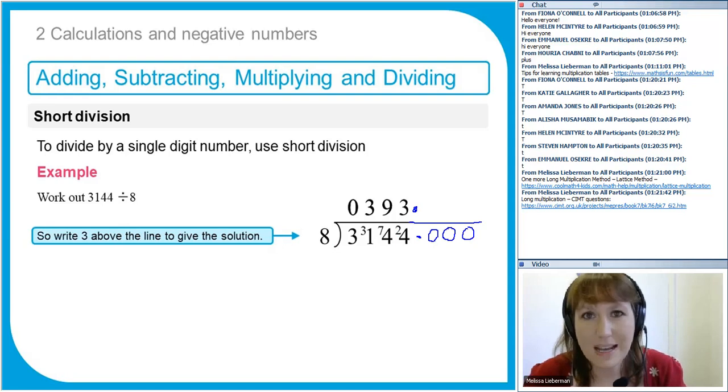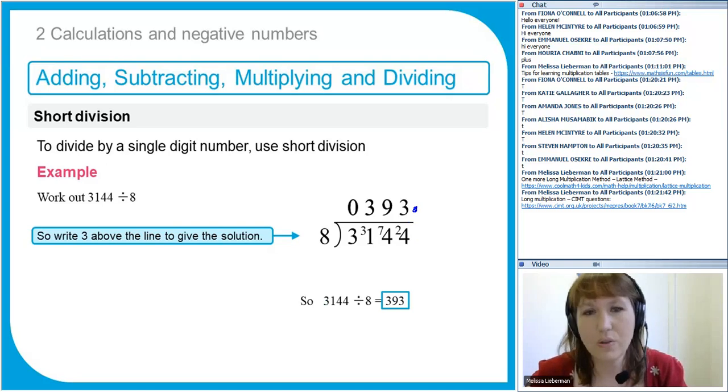So if it doesn't go exactly right, either write the answer as a decimal or write it as a fraction. We don't ever write remainder something in GCSE maths. It doesn't really make sense in this context. Okay, so 397. Happy with that method?